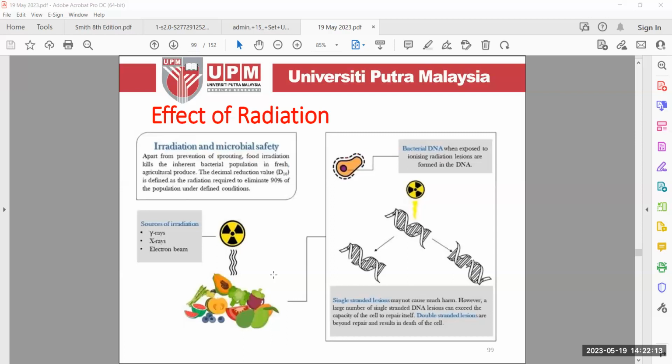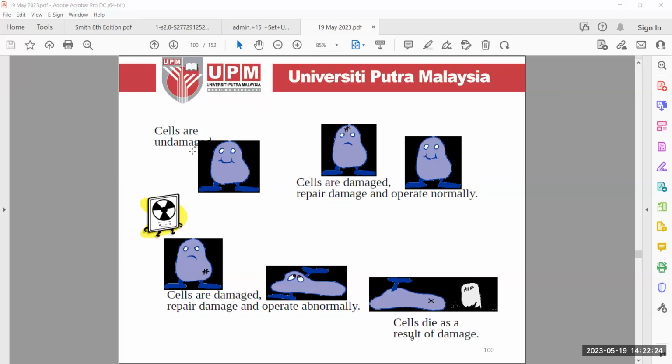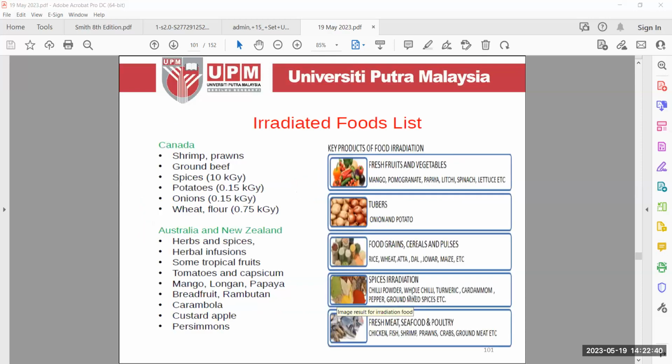And the effect of radiation is basically onto the DNA of your food, and of course on the microorganism itself. Okay, so this is what happens to the cells. To the microorganism, basically the cells are damaged. They cannot be repaired, and even if they are repaired, they will operate abnormally, and of course they will die as a result of the damage.